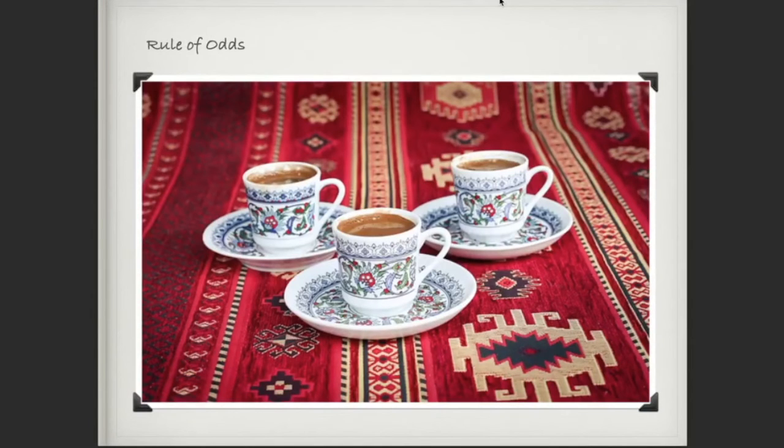Now, the rule of odds basically says that anything looks better in an image if you've got an odd number of things instead of an even number. I've even tried that myself at home and it really works. It always looks better to have an odd number of things in a photo.